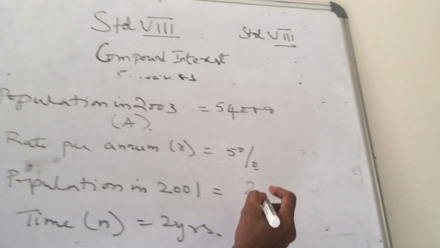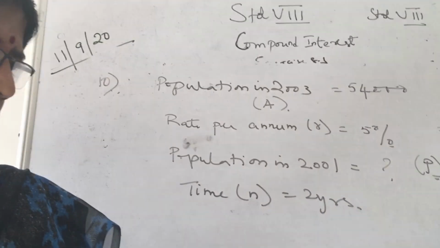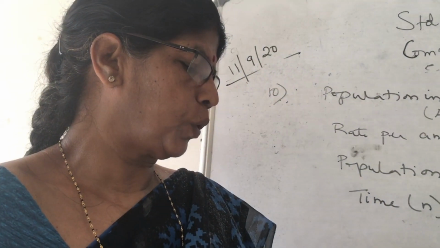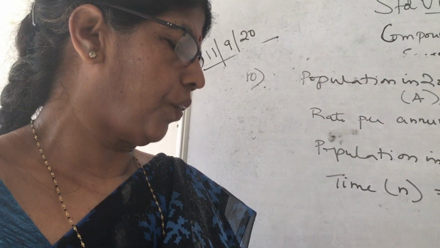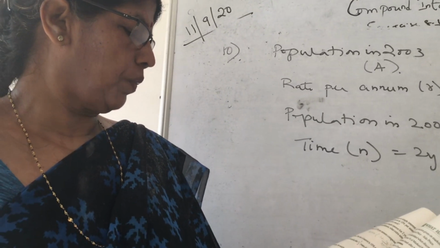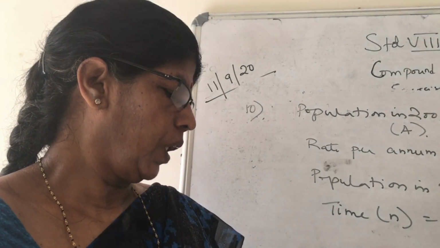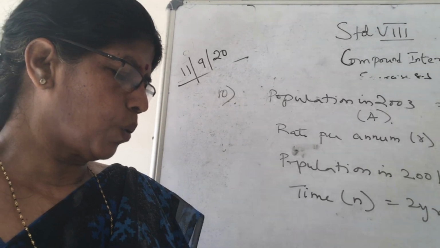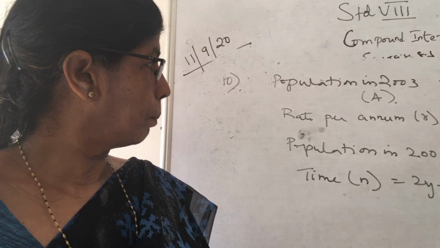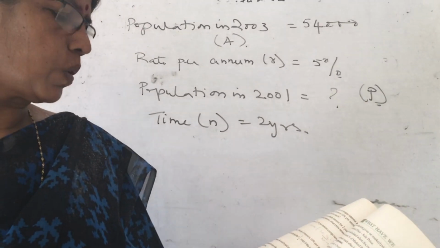Yes. Coming to the 10th question. The population of a place increased to 54,000 in 2003 at the rate of 5% per annum. Find the population in 2001 and what will be the population in 2005. Yes, children. In the year 2003, it was 54,000 and the rate per annum is 5%, children. And they're asking you to find the population in 2001.